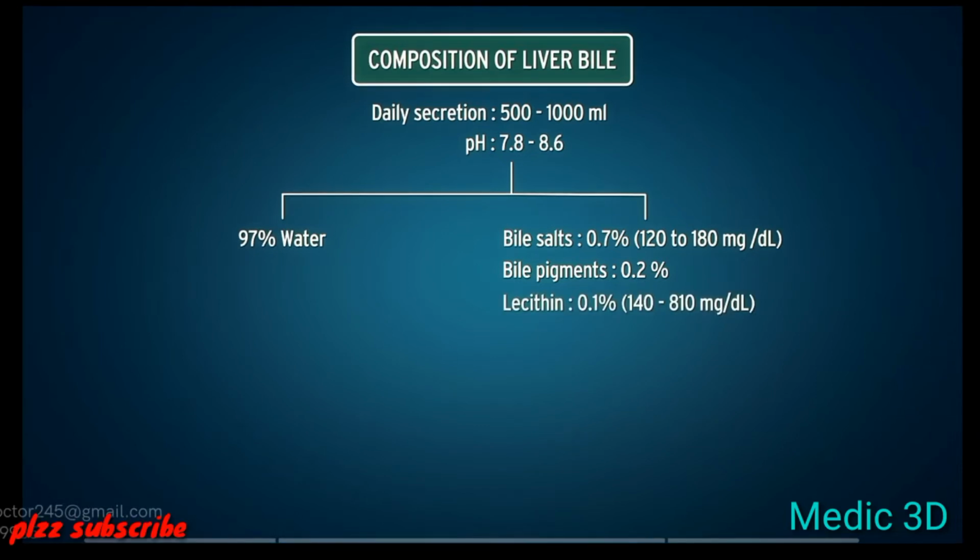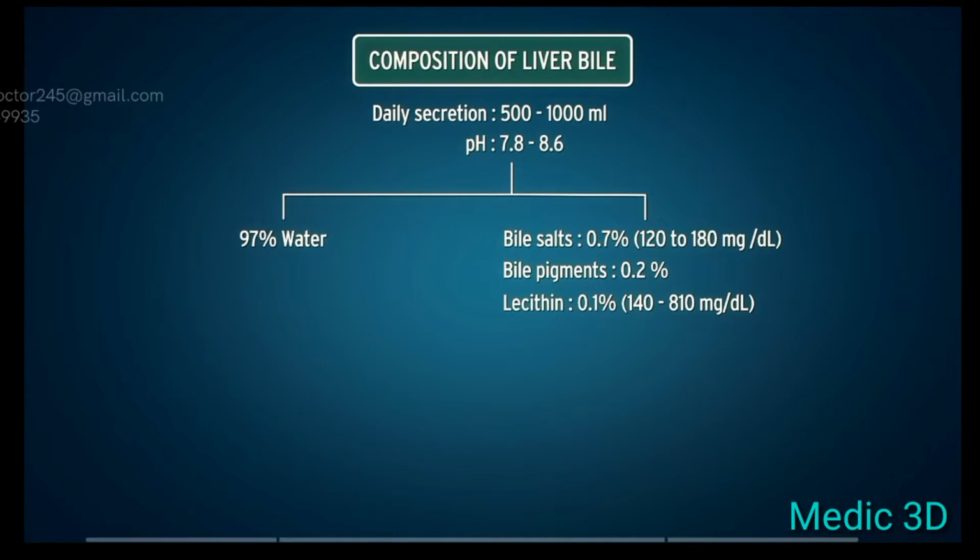Lecithin, a phospholipid, 0.1%, 140 to 810 milligram per deciliter. It is present in inactive form; when converted to lysolecithin it becomes active. It damages the cell membrane.